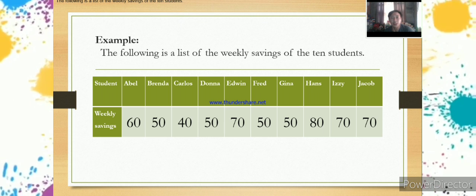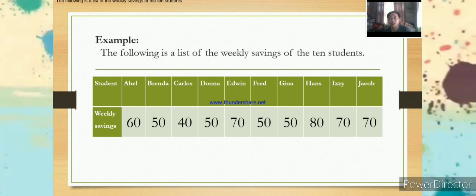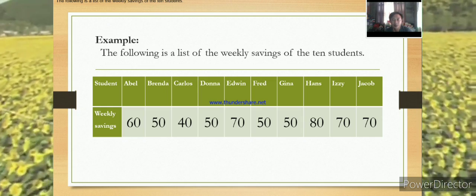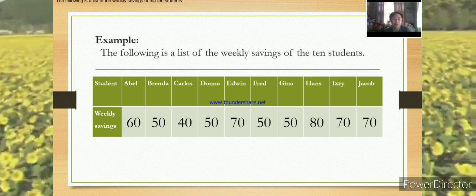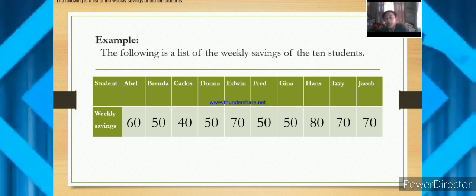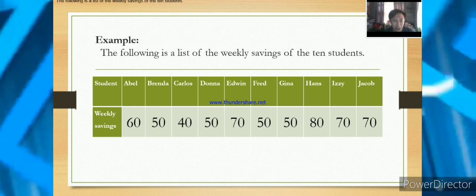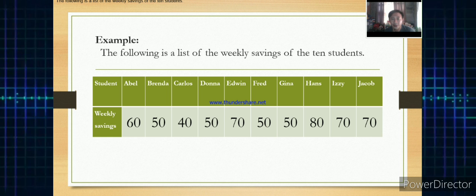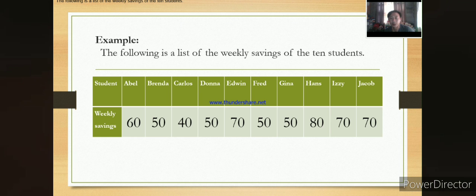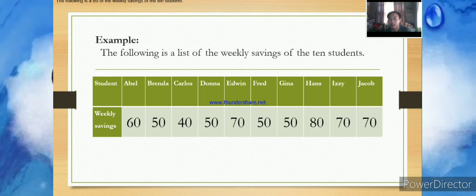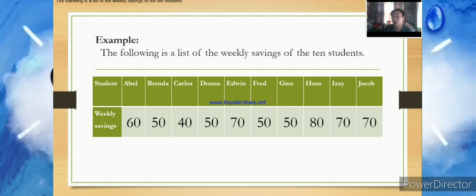Example: the following is a list of the weekly savings of 10 students. So we have here a table and data of 10 students and their weekly savings. The students are Abel, Brenda, Carlos, Donna, Edwin, Fred, Gina, Hans, Izzy, and Jacob. Their weekly savings: Abel got 60, Brenda got 50, Carlos got 40, Donna got 50, Edwin got 70, Fred and Gina got 50, Hans got 80, Izzy and Jacob got 70.